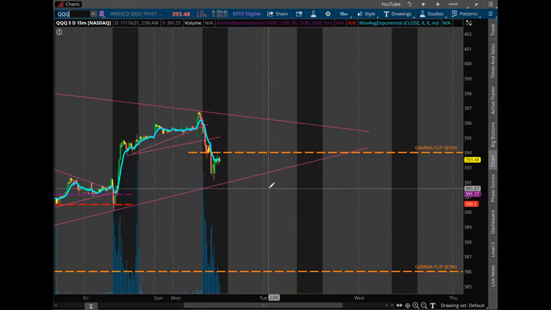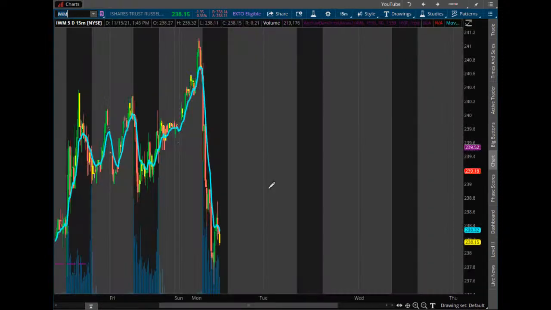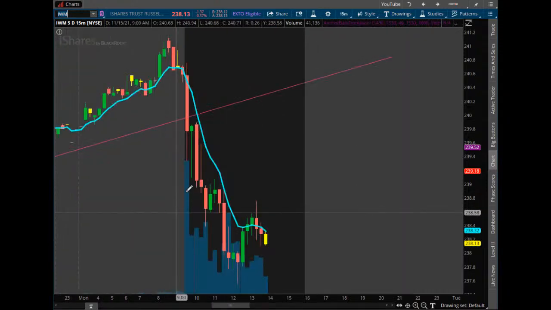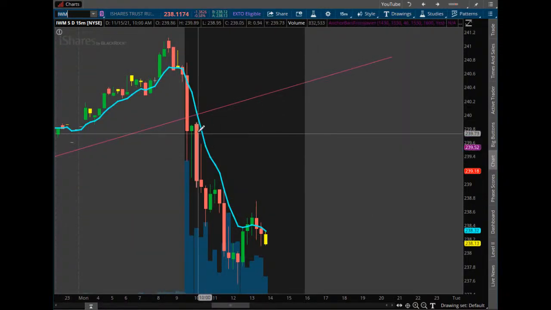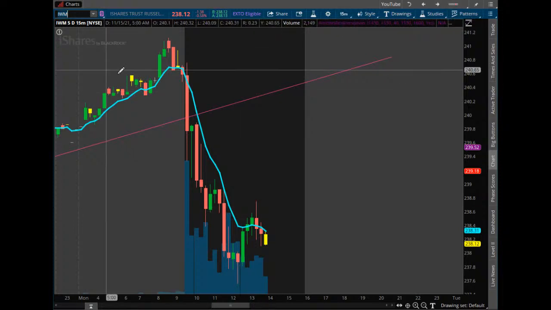Let's see with the IWM. Let's see with the small caps and see how they're behaving. So small caps, again, breakdown below the geometric level here provided in the bubble report this morning. Nice breakdown here today too. So some good relative weakness on this name.